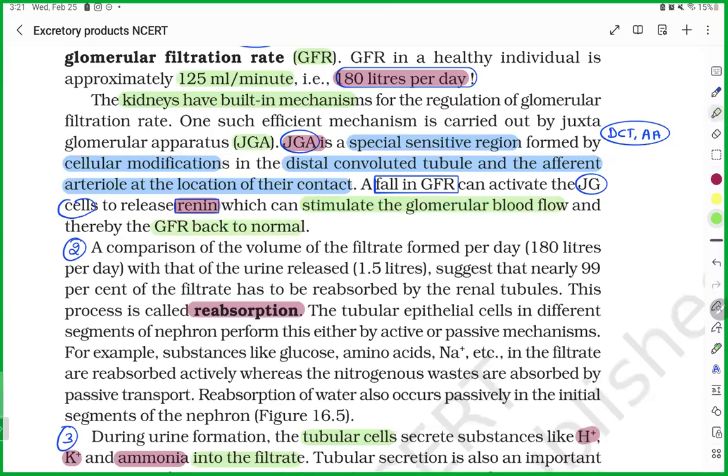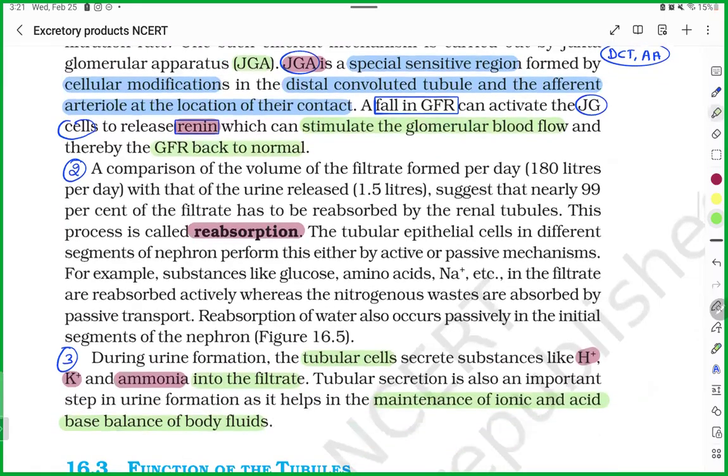So what we are saying, the normal process is GFR. But if the kidney has some issue, then the body has a natural defense mechanism to correct this by increasing renin in the blood. So GFR becomes normal and filtration will increase.